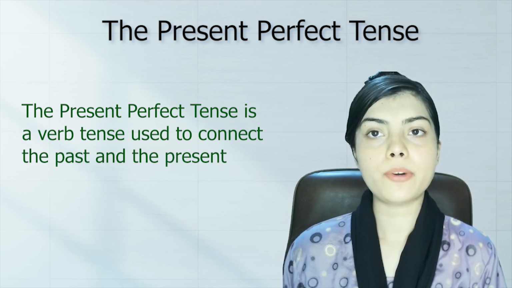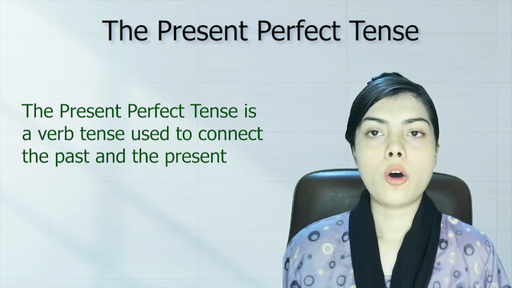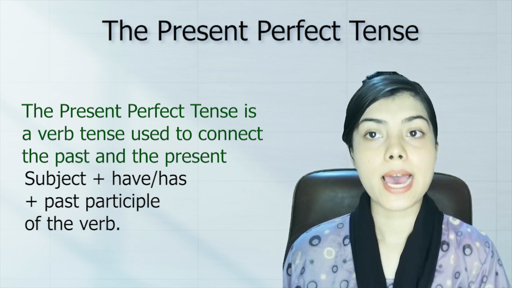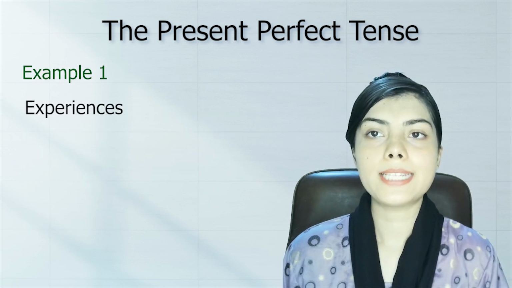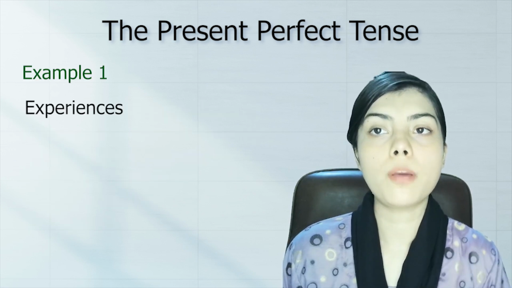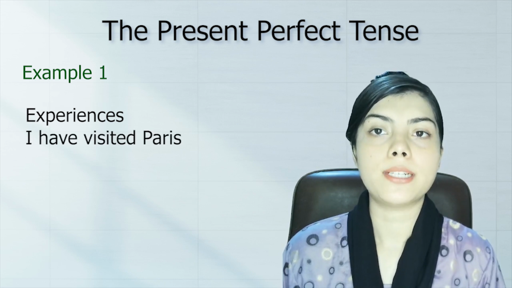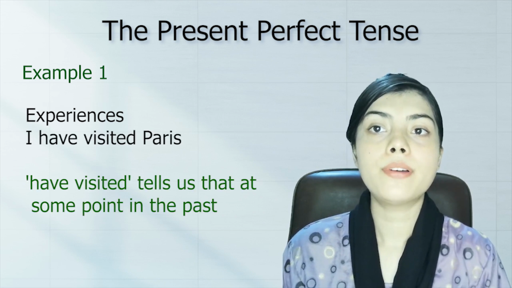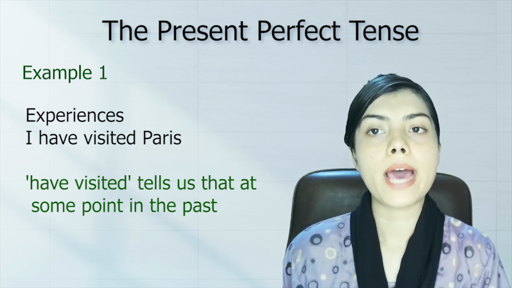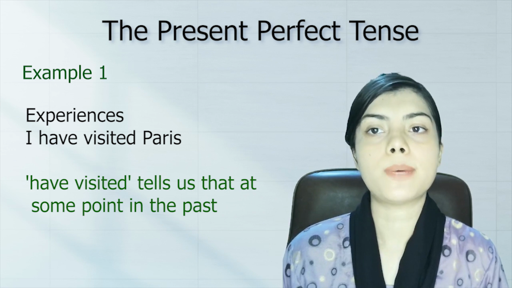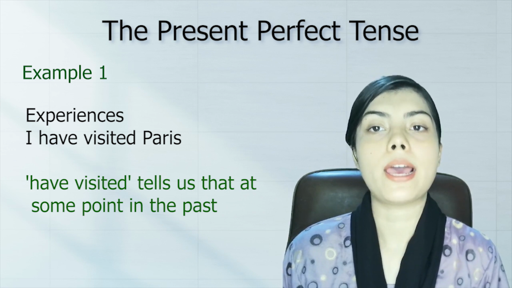The present perfect tense is a verb tense used to connect the past and the present. The structure is subject plus have or has plus the past participle of the verb. Example 1: present perfect is used to talk about experiences in your life. For example, I have visited Paris. Here, have visited tells us that at some point in the past I went to Paris. It doesn't specify when, but it's relevant now because it is something I have done.